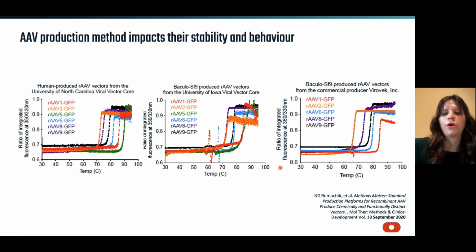This is an example from a group that published here, and I love it because it really drives home the importance not just of the assembly, but also the production method. So here there are HEK293 cells compared against Sf9 produced AAVs, and then these are both in Sf9 cells, but produced by different production methods.